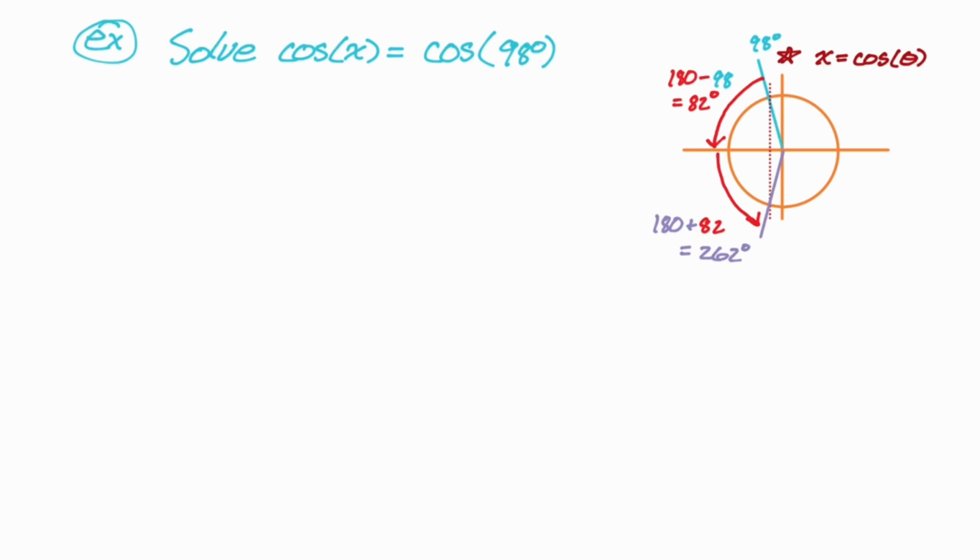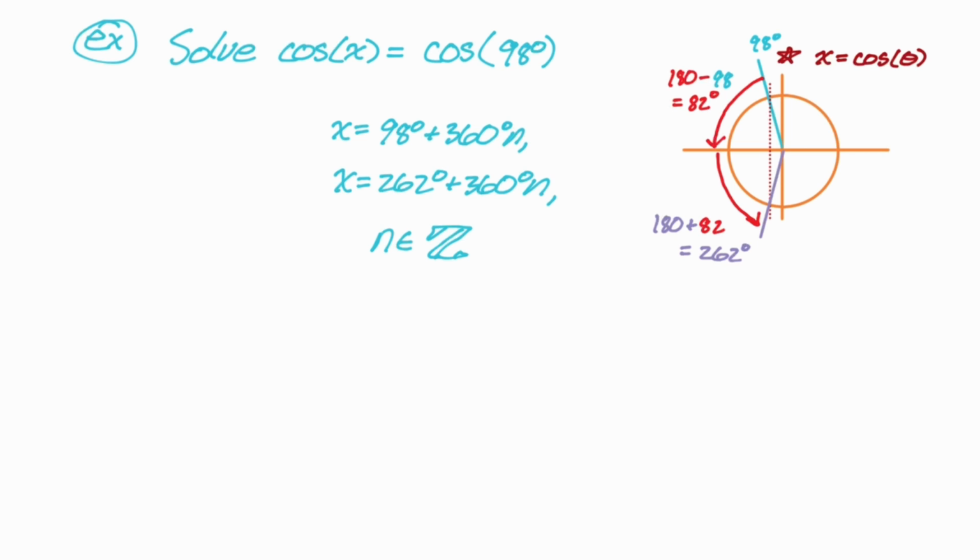Okay, so now we want to write our answers. Our two principal solutions are 98 degrees and 262 degrees, but we have to generalize. So we get 98 degrees plus 360n, 262 degrees plus 360n, and then n is an element of the integers.